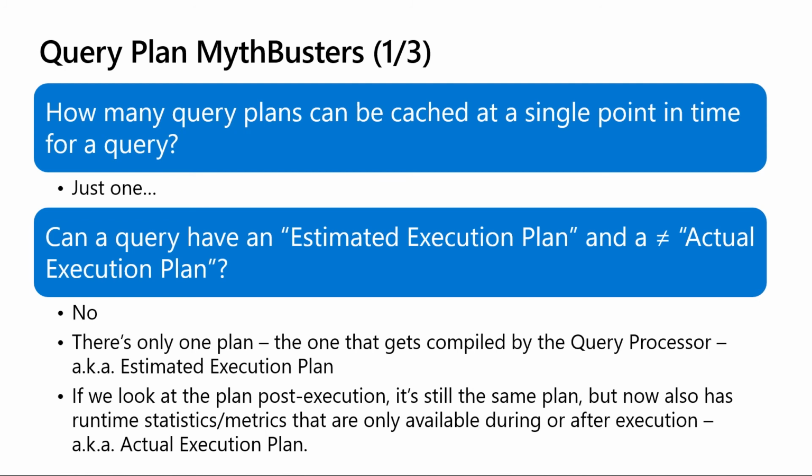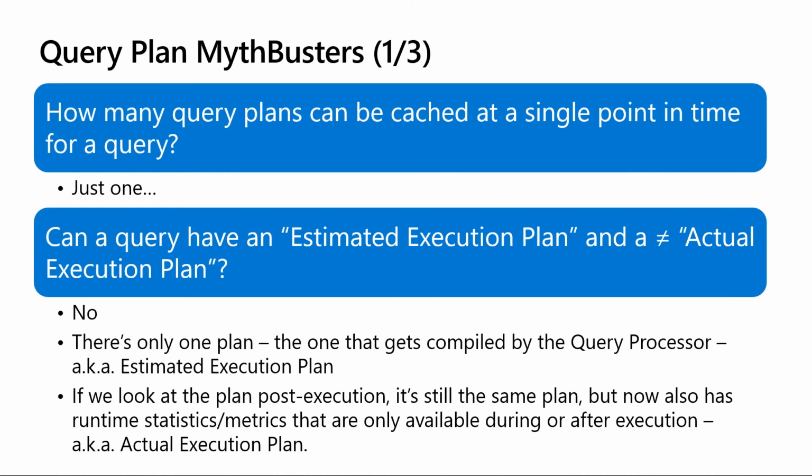The query plan that's the output of the optimizer gets cached. It's the plan that's going to be executed at some point in time, unless it later gets recompiled or it's evicted from cache and then has to be created again. But while that plan is cached, that is the one that's going to get executed. That means it's the estimated execution plan, the one that's post-compilation.